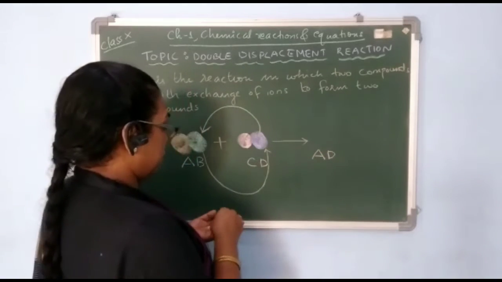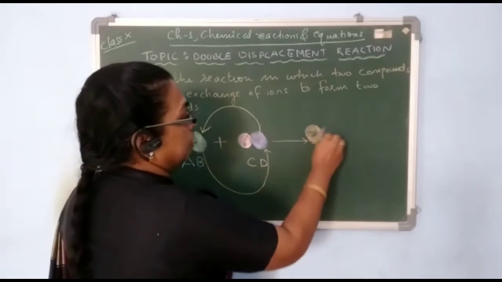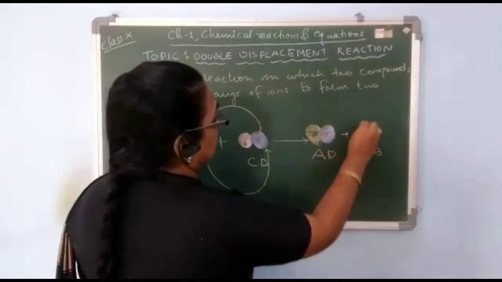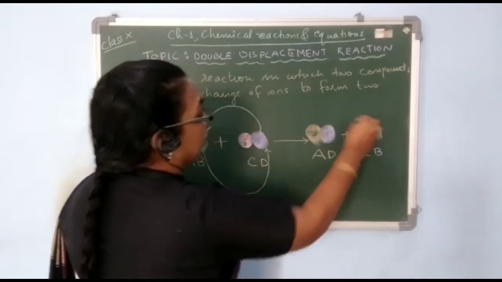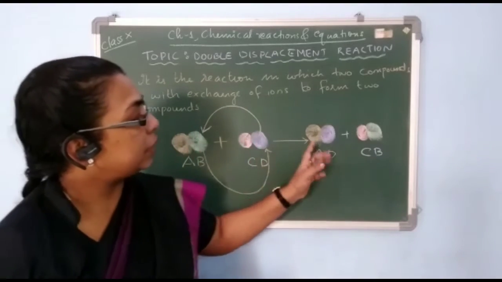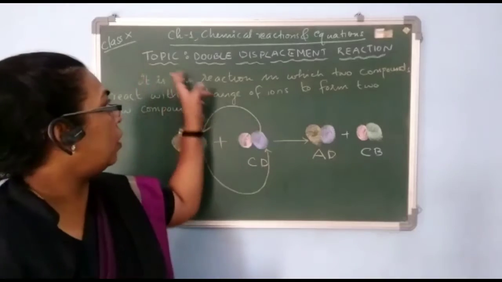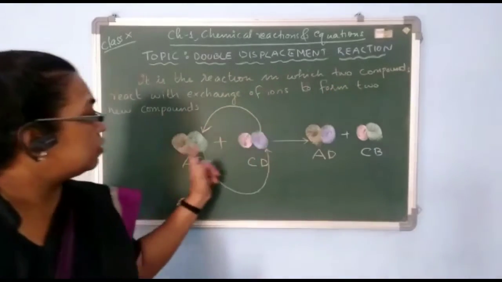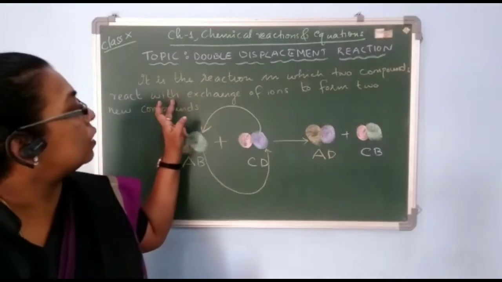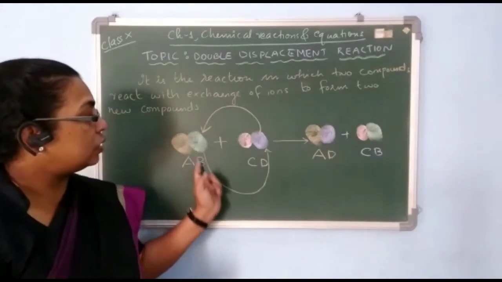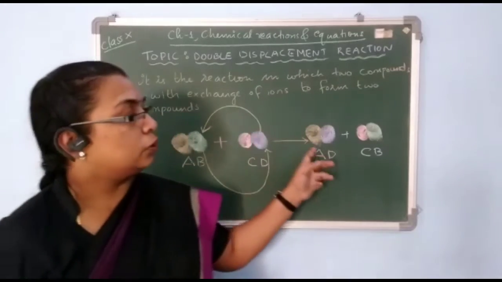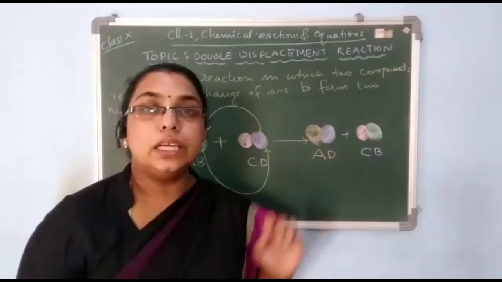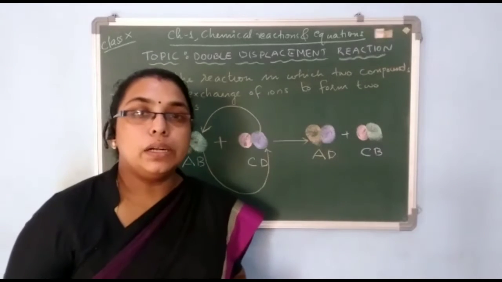So what will be my product? AD plus CB. So A is this part and D is this, and C is this and B is this. Have you seen, it has mutually exchanged the ions and two new compounds are formed. This is called double displacement reaction. This is what I explained in the definition: the reaction in which two compounds react with the exchange of ions. Two products have been formed, with entirely different properties from those of the reactants. This type of reaction we call double displacement reaction.